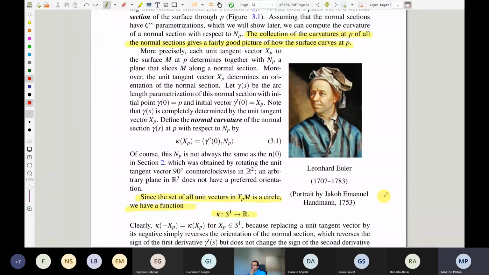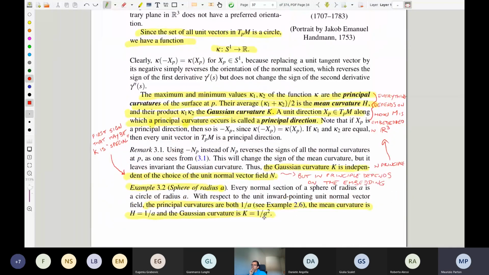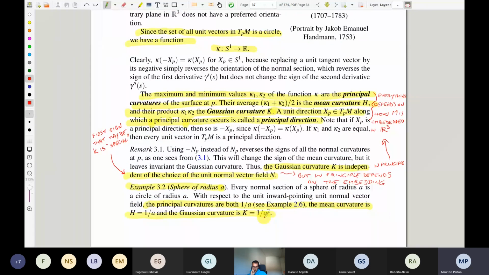It's also clear that the collection of all these numbers gives a fairly good picture of how the surface curves at P. And of course, having the maximum and the minimum, these are the most important numbers, I would say. Well, let's call this maximum and this minimum K1 and K2. We can call them curvatures, right?